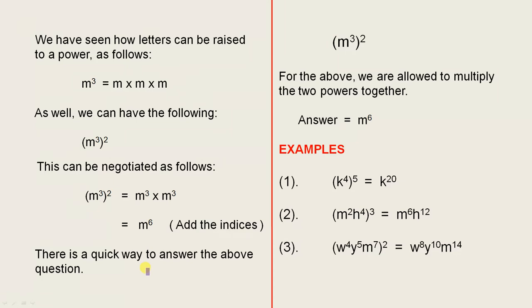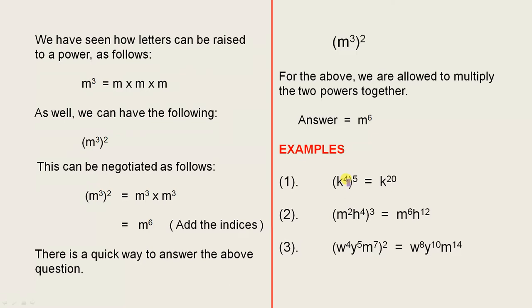There is a quick way to solve the above question. If we have m to the power of 3 all squared, we are allowed to multiply the two powers together. 2 3s are 6, so the answer will be m to the power of 6. You just use the same base. Let's have a look at some examples.